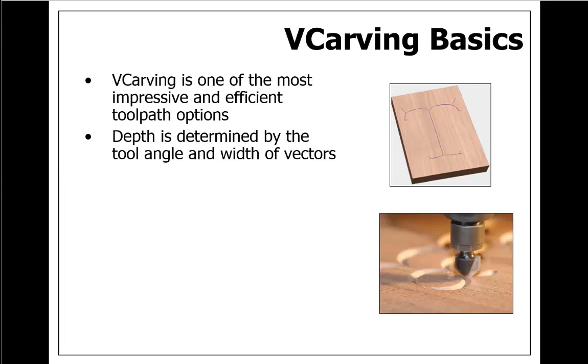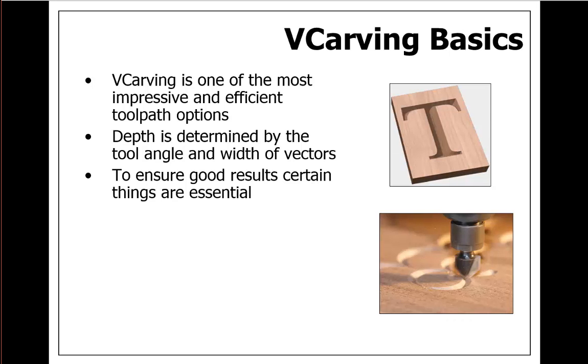It's important to try and understand how V-carving works, and that the depth of the cut is determined by the tool angle and the width of the vectors. V-carving can only be done with closed vectors, as it will run the tool directly in the centre of the opposing vectors to the depth the tool can essentially fit in between them and up to the maximum pass depth specified. Understanding this is essential when considering the perfect tool for the look that you want to achieve.